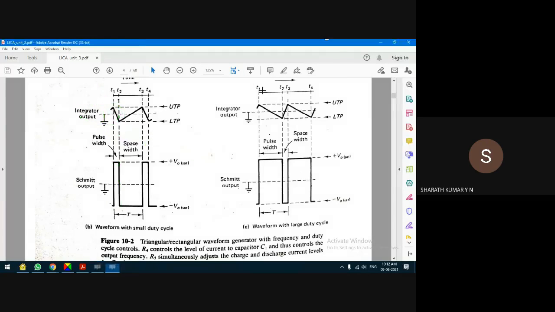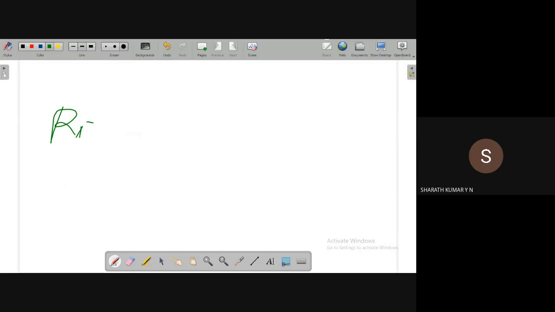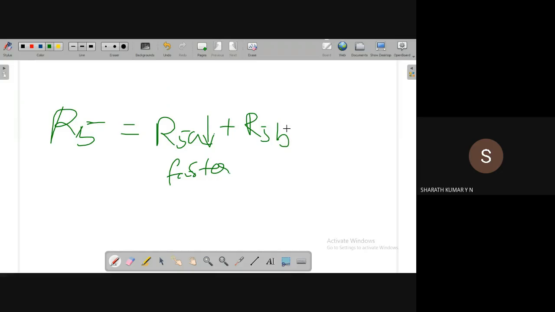Let me write here. R phi is equal to R phi A plus R phi B. If R phi A is smaller, charging of the capacitor is faster, and R phi B will be larger, so discharging will be slower. So thereby we get this kind of response.